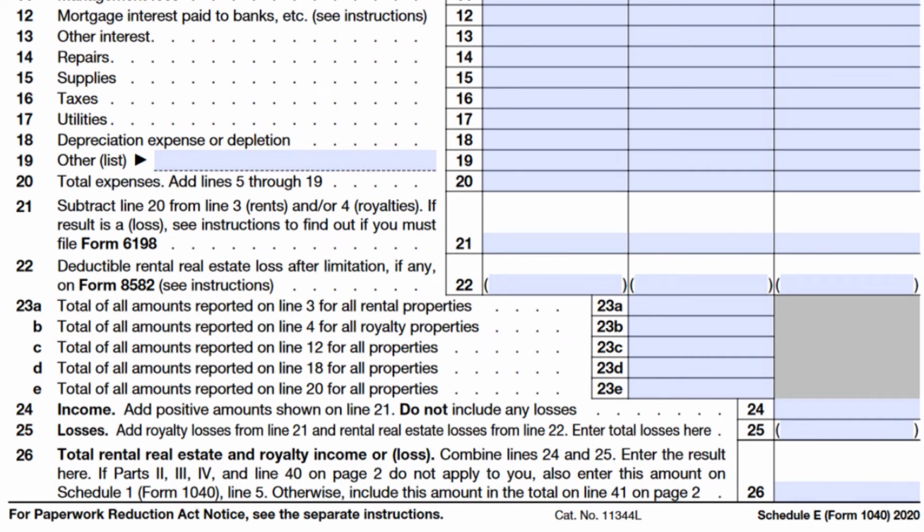You put all the expenses in the right column, and you add them up. At the end, you have from line 21 to line 24, 25, it's pretty self-explanatory, and line 26 is actually the total rental, real estate, and royalty income or loss, and this is what you have to put on Form 1040.